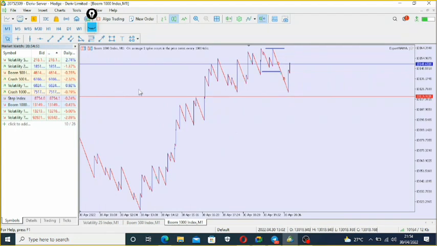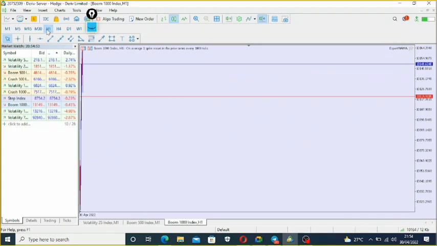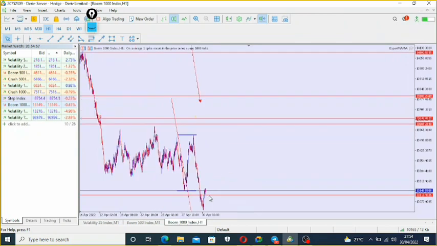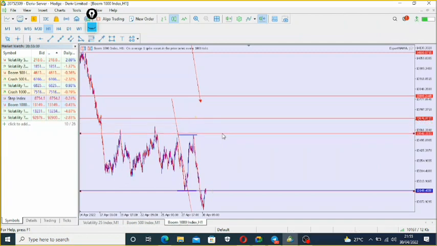Now we go to the higher time frame also. This is support here, the H1. Are you able to see my screen? Yes, sir. Okay, so this is the H1. Let me remove this to avoid confusion. Let me get rid of this.